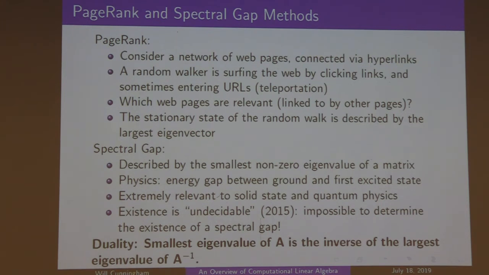And then finally, the reason that this is a dual problem, of course, is because the smallest eigenvalue of one matrix is the inverse of the largest eigenvalue of another matrix. So solving these, you pretty much use the exact same methods, aside from a matrix inversion.